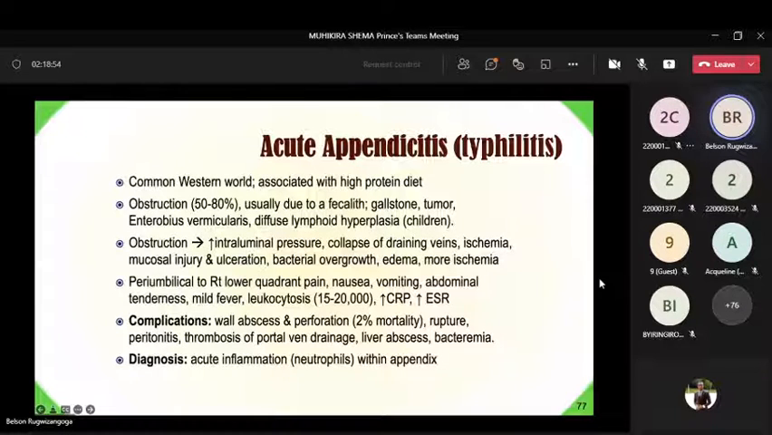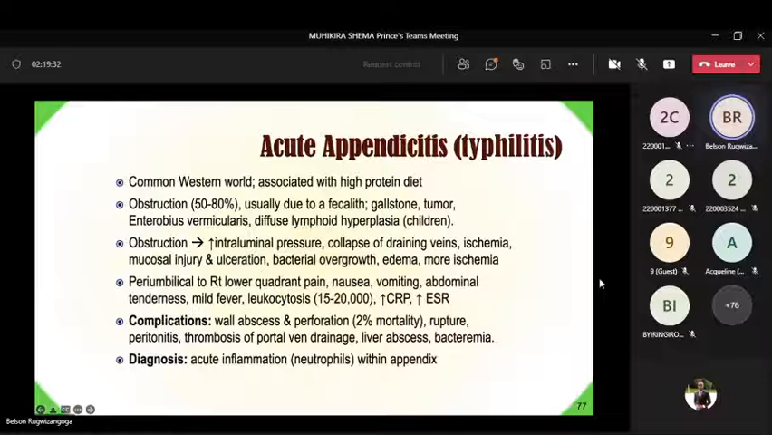So there will be periumbilical to right lower quadrant pain, nausea, vomiting, abdominal tenderness, mild fever, and leukocytosis. Increased CRP, this is C-reactive protein. C-reactive protein is just an assay which shows that there is a generalized inflammation. This is not done in all hospitals. It is done mainly in more advanced hospitals in Rwanda. As I said, there is also an increase in erythrocyte sedimentation rate, which can be done in any health facility.